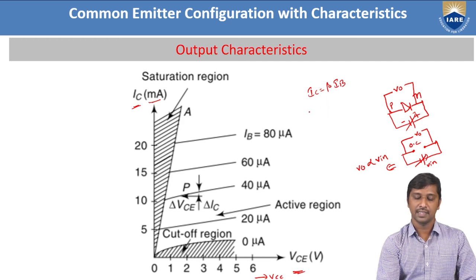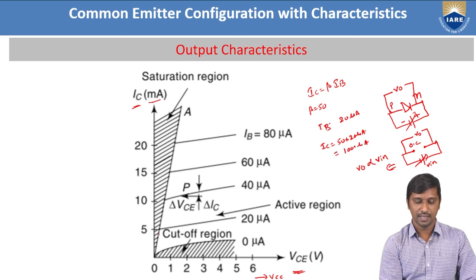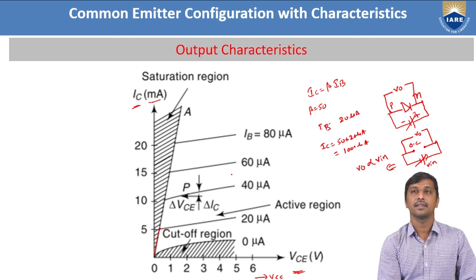If beta is approximately 50 and IB is, suppose, 20 microamperes, then 50 times 20 microamperes is 1000 microamperes. That is the reason the current increases like this when IB is 20 microamperes. For IB of 40 microamperes, the current increases again. So this characteristic is drawn between VCE versus IC by keeping IB constant.